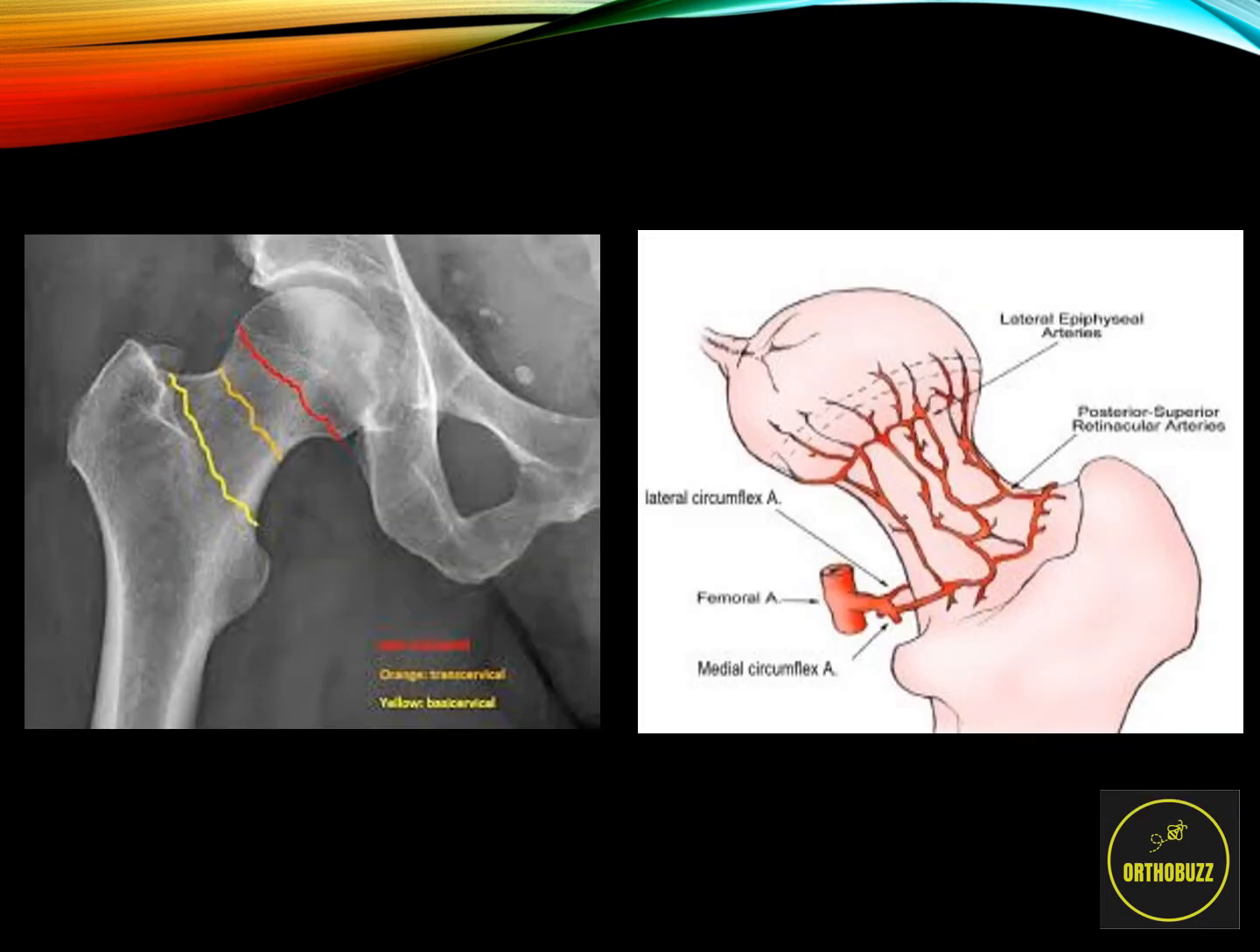As we can see, the red line shows a subcapital fracture and the orange shows a transcervical fracture, both of which we said are intracapsular. And you can see on the right-hand side the blood supply forming a ring around the base of the neck of femur and then running underneath the capsule. And so these subcapital and transcervical fractures are going to place these at risk.